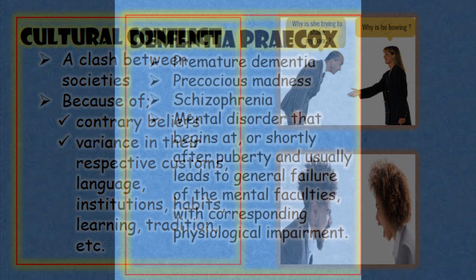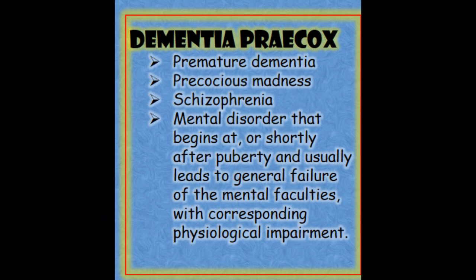And next, let us proceed with dementia precox. So, we have here the so-called dementia precox. Ito naman tinatawag nila in other words as premature dementia, or kung hindi man, the so-called precocious madness. And then third, yung common term na nila or modern terminology na nila is the so-called schizophrenia. So, magkakapare-parehas lang po yan. Dementia precox, premature dementia, precocious madness, and then the schizophrenia, yan po ay isa lamang. Okay? So, ano ba ito, dementia precox?